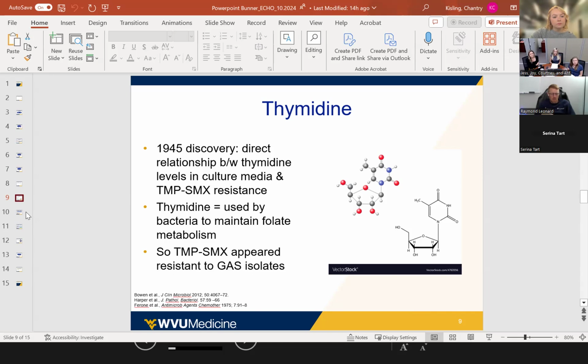And in 2006, the CLSI actually made a rule that thymidine levels had to be limited in culture media to prevent the false resistance showing up in group A strep susceptibility testing. If you go to the next slide.